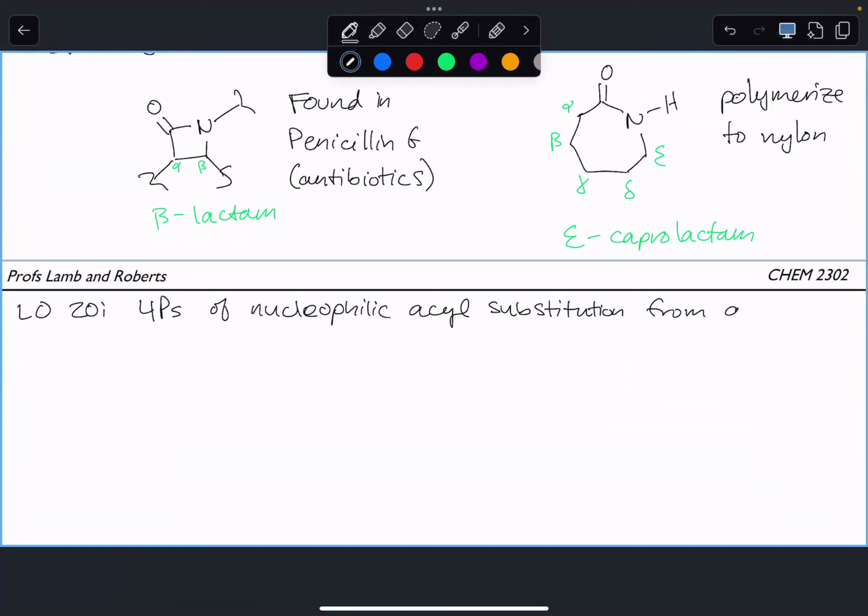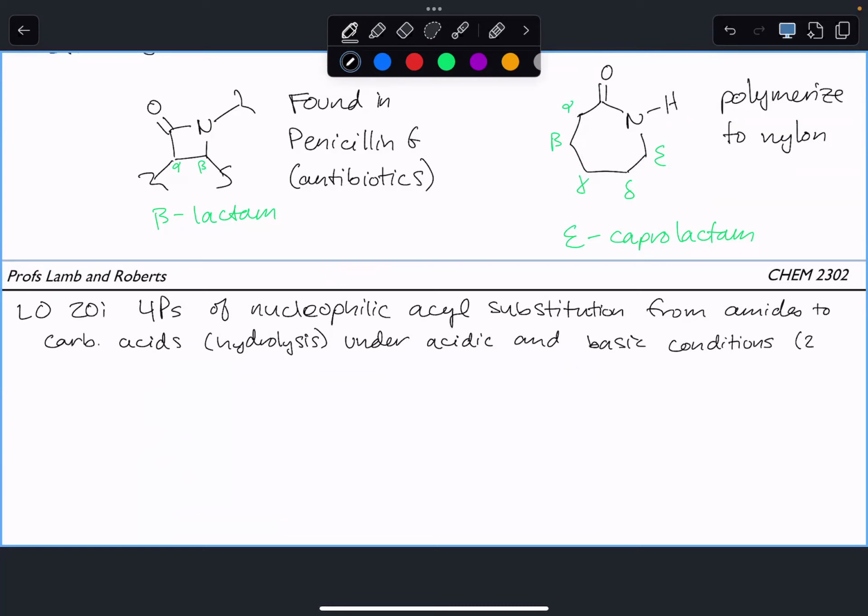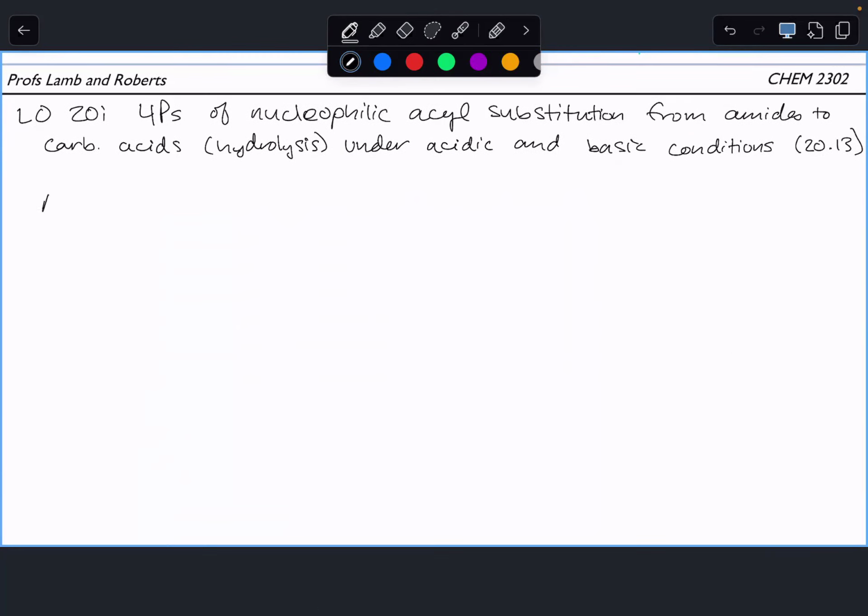From amides to carboxylic acids. So again, we can call this a hydrolysis under acidic and basic conditions. So this is section 20.13. Okay, so we're going to talk about both acidic and basic conditions. Let's just look at the overall reactions, acidic versus basic. So in both cases, we're going to start with an amide.